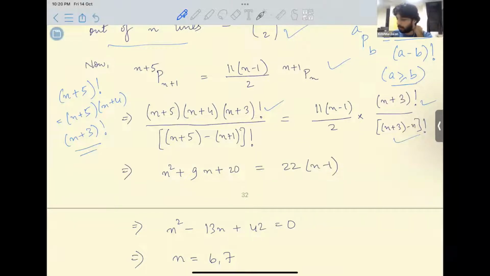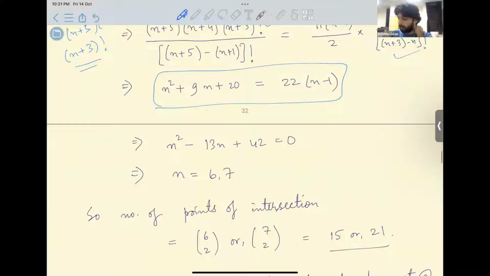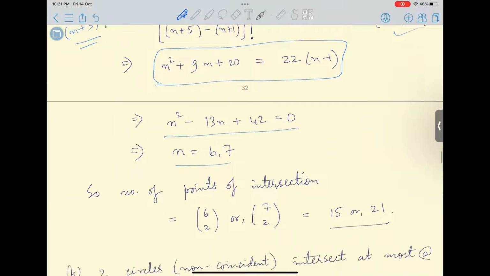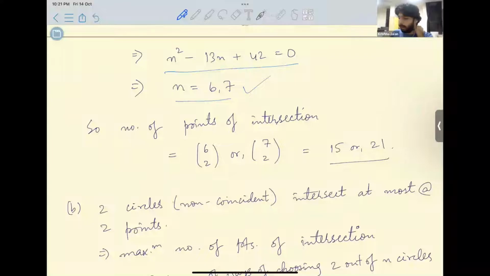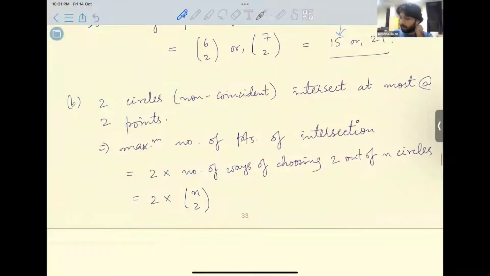I've used that property here and I've expressed everything in terms of that. And if you do some algebra, you'll end up with this equation. And simplifying gives you this, which has roots this. Do you know how to solve quadratic equations? Yes, sir. Okay, good, excellent. So if you solve this, you will end up with this. So there are two possibilities for n, and hence there are two possibilities for the number of intersections, 15 or 21.